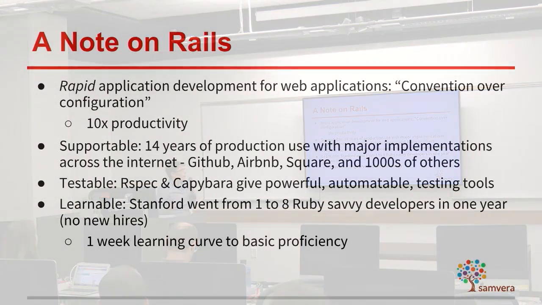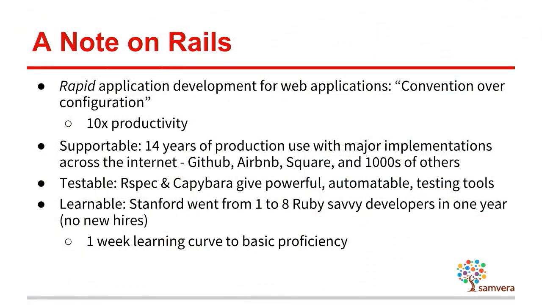Rails, for those of you that don't know, it's a web application development framework. It's been around for quite a long time now. It's used quite heavily for database-driven web applications. So a few examples here: GitHub, Airbnb.